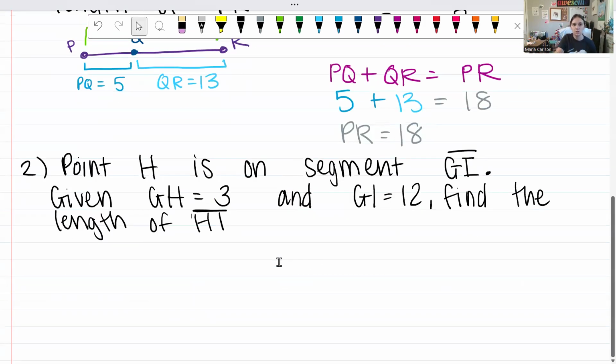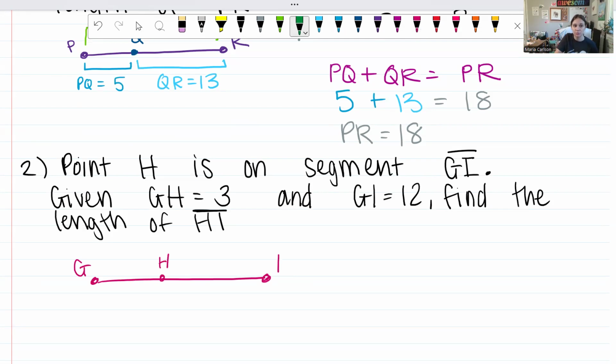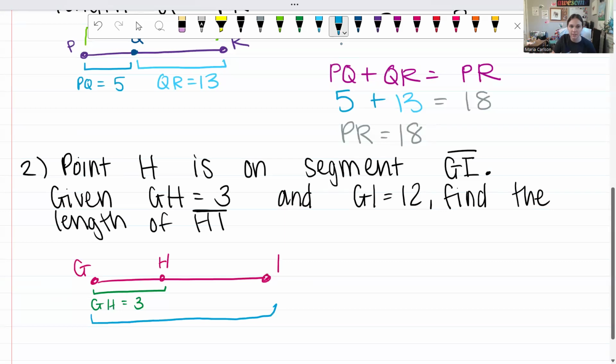All right. So again, want to draw a picture for this. Point H is on segment GI. So I'm going to draw our segment GI with point H on there. They tell us that GH is 3. So the length from G to H is 3. And then they tell us GI is 12. Now, GI, that's the entire thing. That's the entire segment from G all the way to I. So GI is 12.